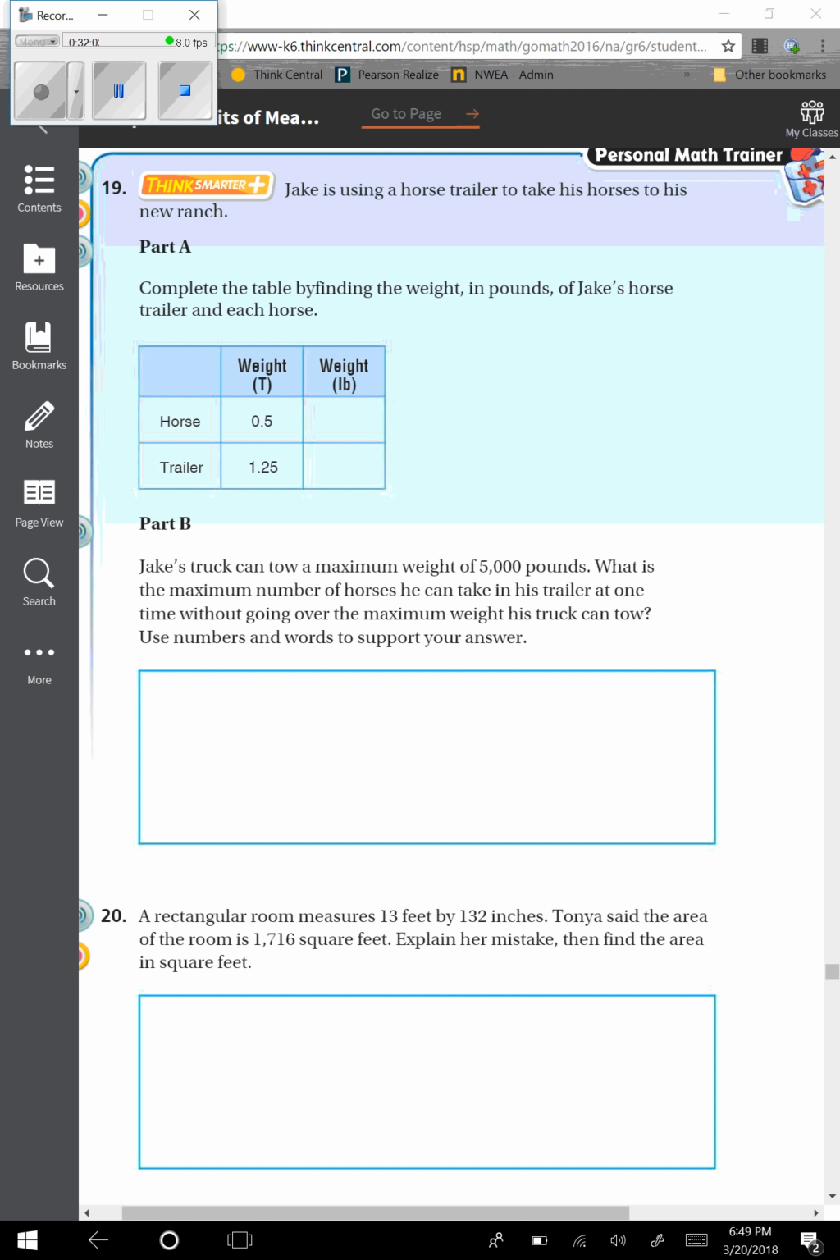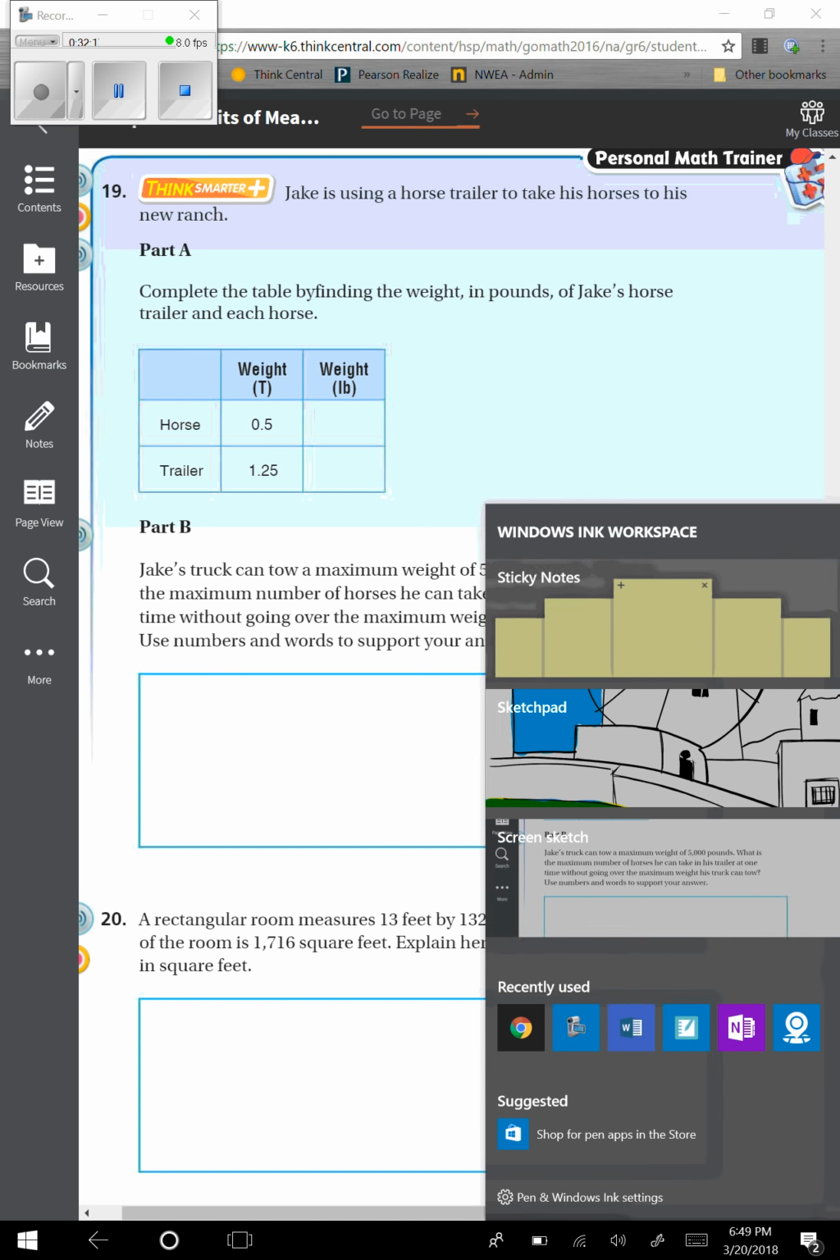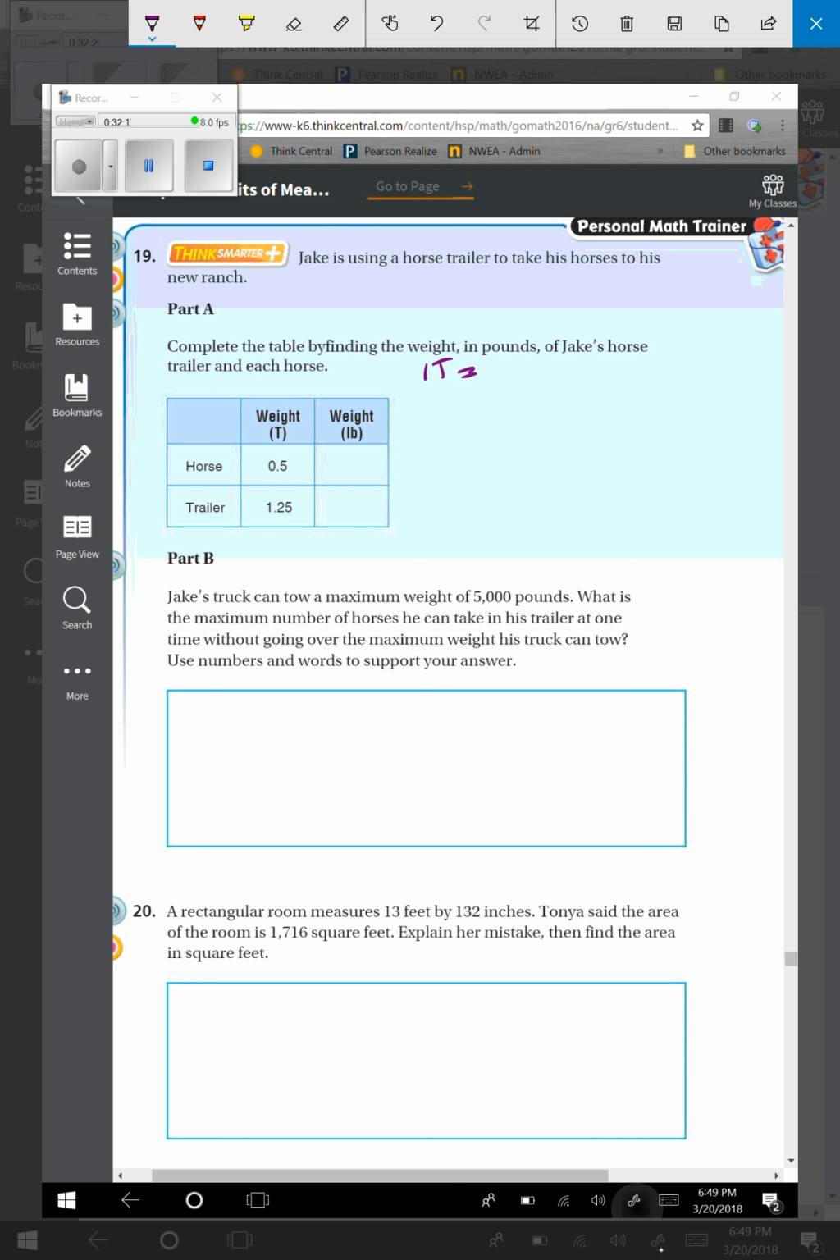Number 19, Jake is using a horse trailer to take his horses to his new ranch. Complete the table by finding the weight in pounds of Jake's horse trailer and each horse. So we know that 1 ton equals 2,000 pounds. So the horse is 1/2 of a ton. To find that, I'm going to take the 2,000 and divide it by 2, which is going to be 1,000 pounds. The trailer is 1 1/4 ton.